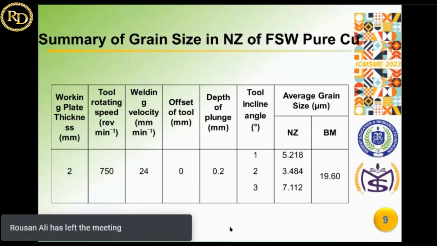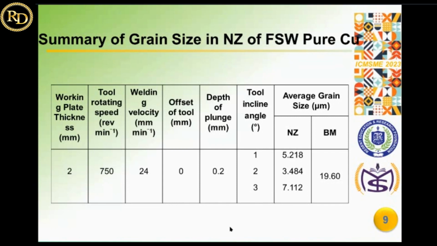So, this table represents the summary of grain size in the weld nugget zone of the FSW pure copper and base metal. The average grain size of the base metal is 19.60 micron. The average grain sizes for 1 degree, 2 degree and 3 degree tool tilt angle are 5.218 micron, 3.484 micron and 7.12 micron.